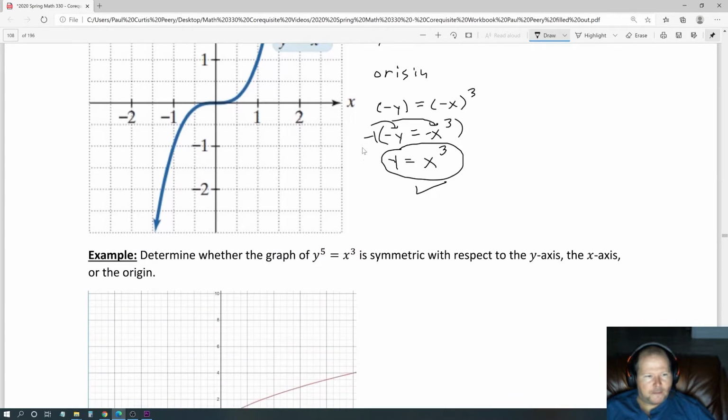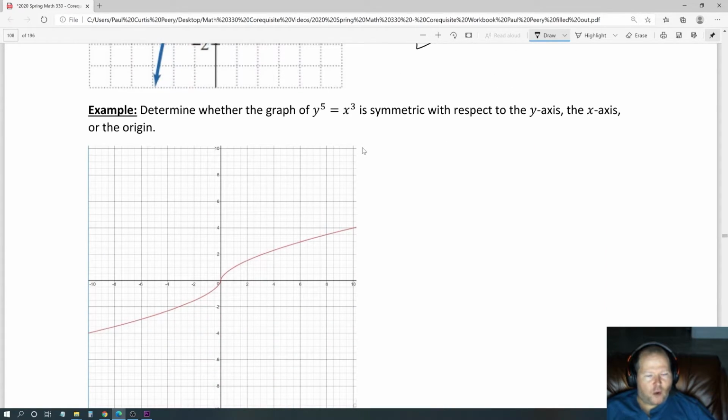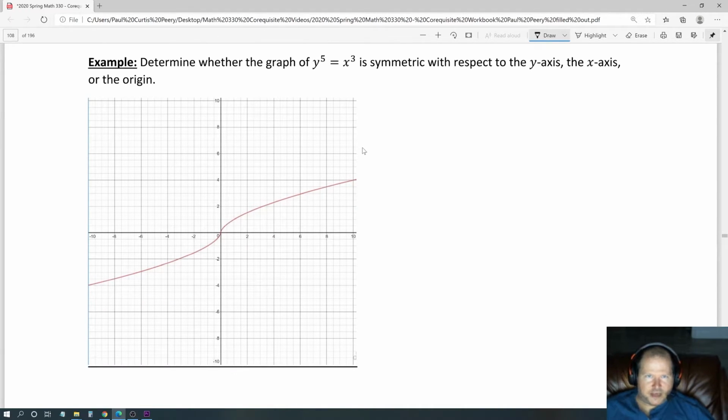So this does, in fact, have origin symmetry. Okay, so let's try another one. Determine whether the graph of y to the fifth is equal to x to the third is symmetrical with respect to the y-axis, the x-axis, or the origin. By the way, if you're noticing some patterns here as to the powers of the x's and the powers of the y, or the combination of the two, there is a pattern there. Let me go over a few examples first before we get there.